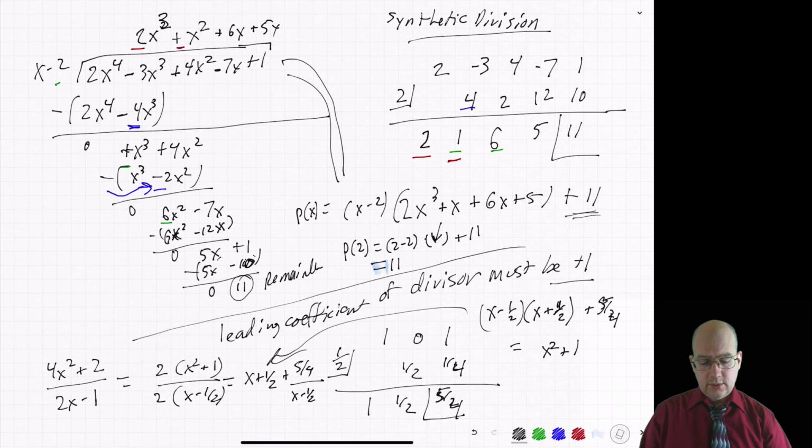oh, sorry, I'm looking at the wrong one. That was the reduced form. 2 into x to the 4th. Okay, that's 16 times 2 is 32. 32 minus 3 times 2 cubed. So 2 cubed is 8, times 3, 24. So 32 minus 24 is 8.